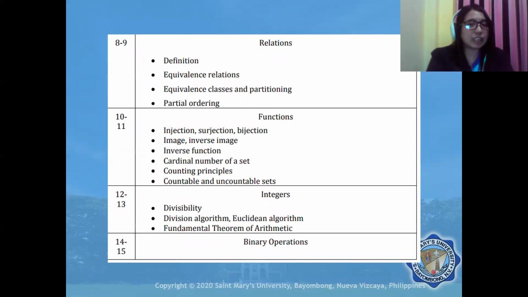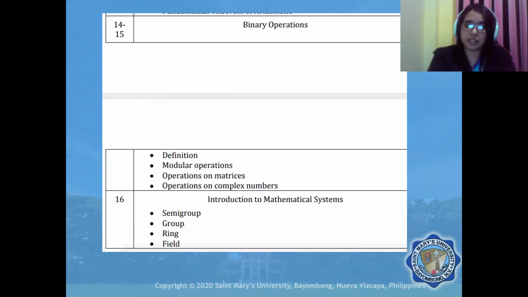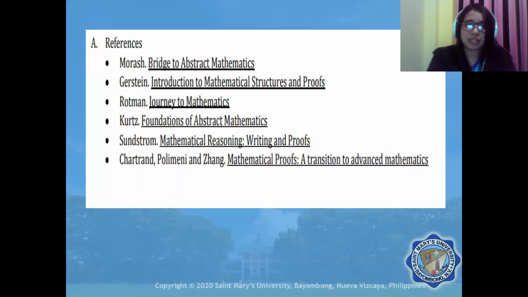For the 8th to 9th week, we are expected to discuss relations. Weeks 10 to 11 would be functions. Weeks 12 to 13 is integers. Weeks 14 to 15 is binary operations. And for the 16th week, we have the introduction to mathematical systems.